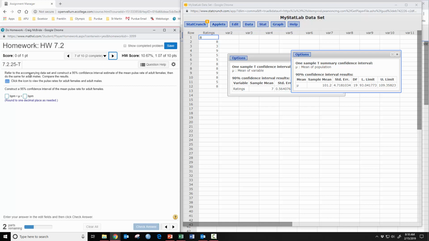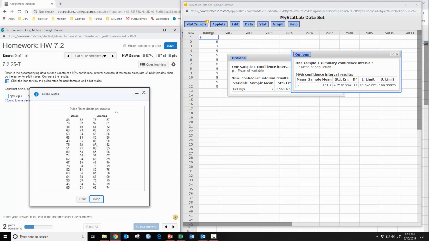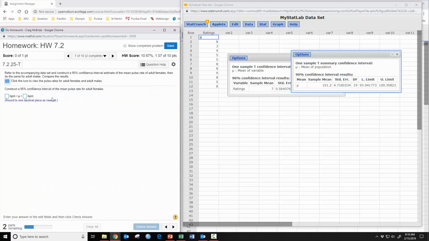7, construct 95, mean pulse rates. Again, same thing. We're doing means. We have to be on the T. So here's our data, load this in, and then run it. Just make sure that you're running on the right thing because they want males versus females. So they say do the mean pulse rate for adult females. So make sure you choose the column with the female data.